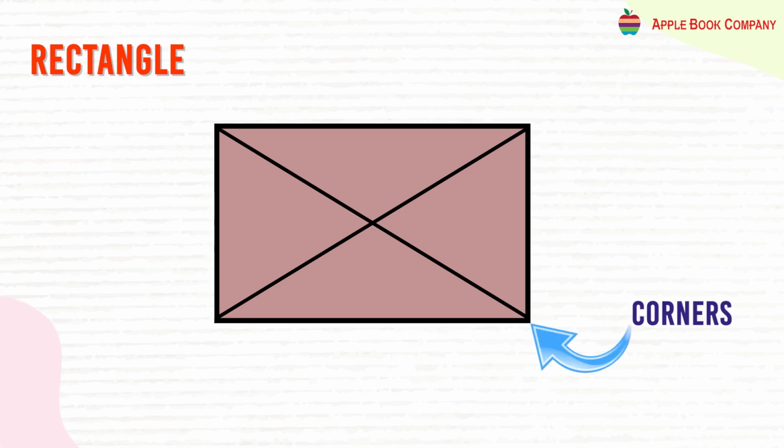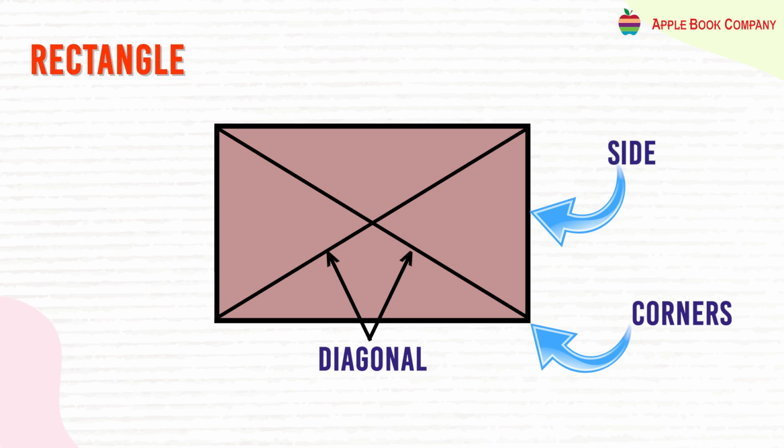Rectangle. The figure you see on the right is a rectangle. It has four corners or vertices and four sides. Opposite sides of a rectangle are equal. The line joining the opposite vertices of a plane shape is called a diagonal. A rectangle has two diagonals. If you measure them, you will observe that the diagonals of a rectangle are of equal length.